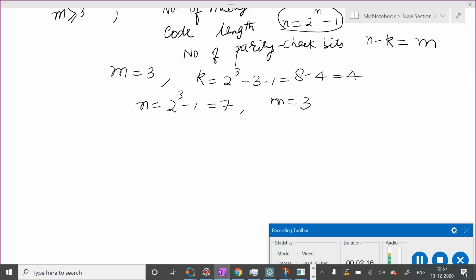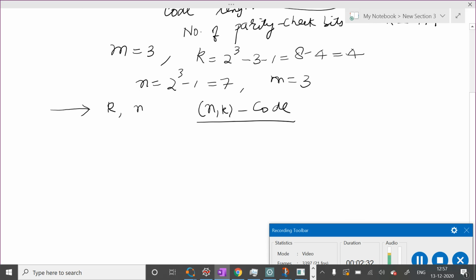See, there is one way to write. When the number of message bits is k and the code word length is n, we also write it as an (n,k) code. We call it an (n,k) code. This is a terminology. So this Hamming code is called a (7,4) code. It means message bit length is 4 bits, code word length is 7.